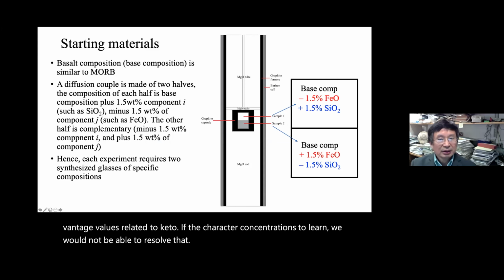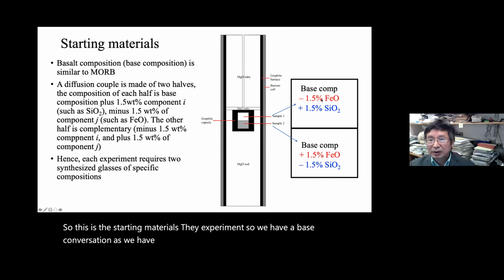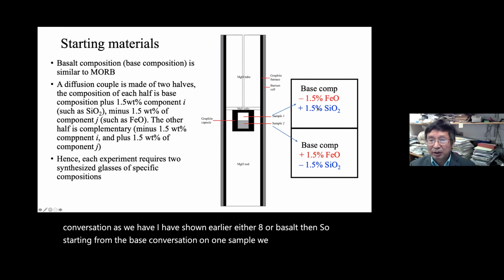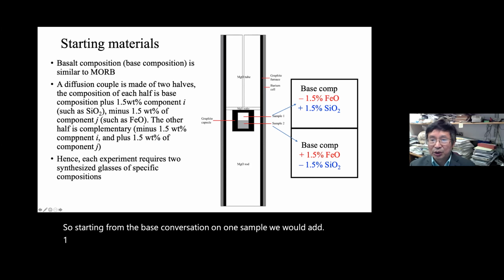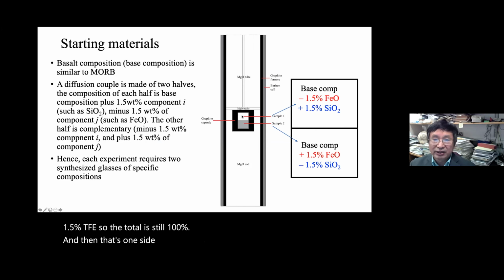So these are the starting materials for the experiments. We have a base composition as I have shown earlier, either a haplobasalt or basalt. Starting from the base composition, on one sample we would add 1.5 weight percent SiO2, and also on this sample, we would subtract 1.5% FeO, so the total is still 100%. That's one half of the diffusion couple.